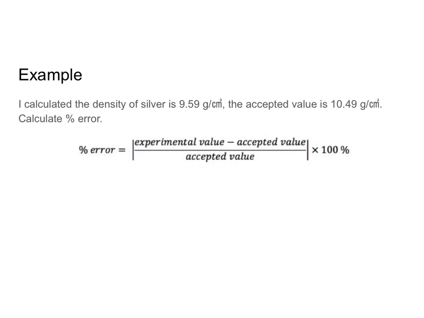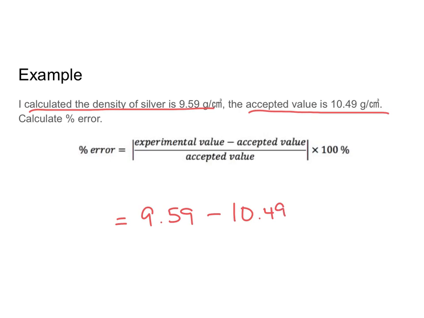So I calculated the density of silver at 9.59 grams per centimeter cubed. The accepted value is 10.49 grams per centimeter cubed. So I need to calculate the percent error, or how much I am off from the accepted value. I just fill in the information. My experimental value would be my calculated value, so it's 9.59. I'm going to subtract it from the accepted value, 10.49, and then I'm going to divide it by the accepted value again. So I will take 9.59, subtract 10.49, and divide by 10.49.